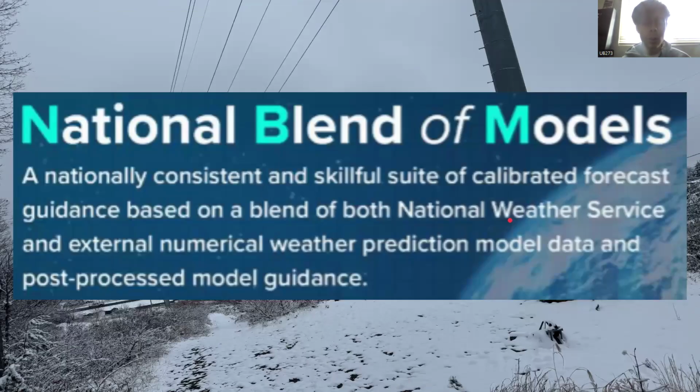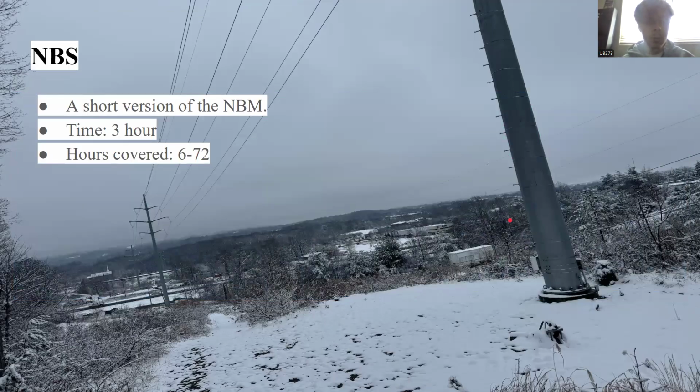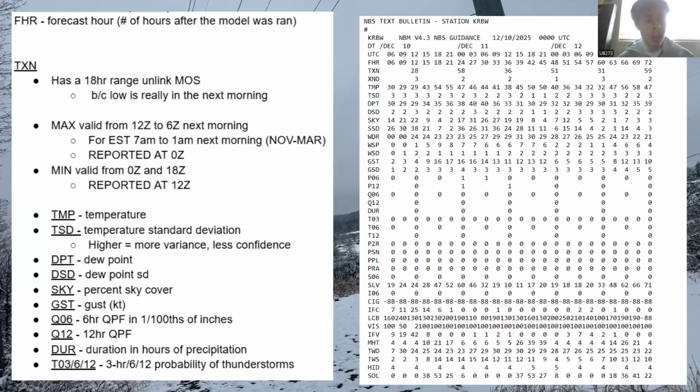But there are different types of NBM. So we're going to mostly talk about NBS, which is the most common version, which is the short version. It has intervals of time in 3 hours, and hours are covered from 6 hours after the model is run to 72 hours after the model is run. So here is an example of NBS.